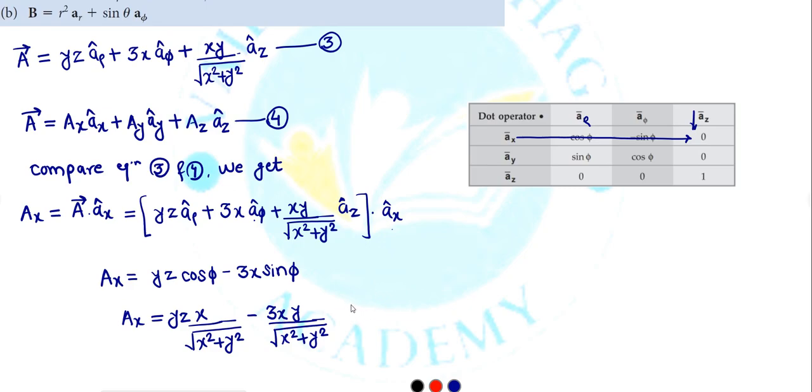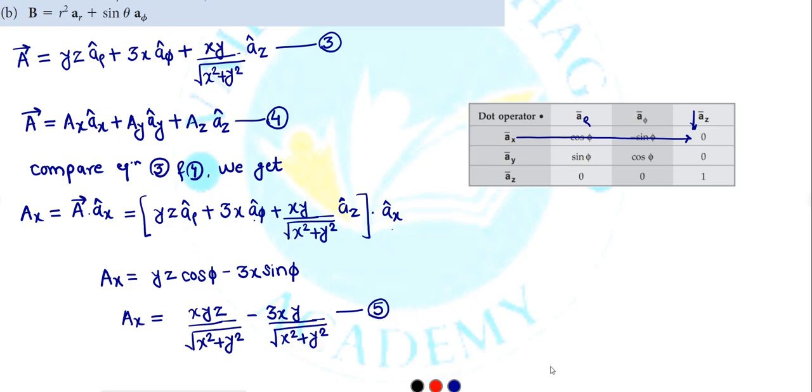Before that, if you want, you can rewrite that one, since we have that in the form of yzx. So we can also say it to be what? xyz. So say it to be xyz so that it will look nicer. So that will be what now? xyz upon square root of x square plus y square minus 3xy divided by square root of x square plus y square. And for now we are going to say this to be equation number 5.